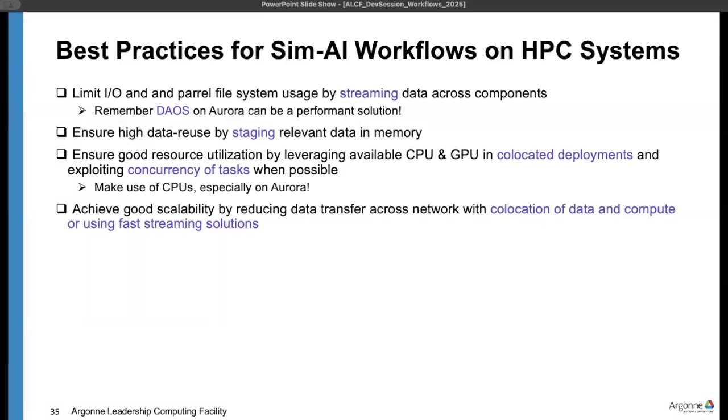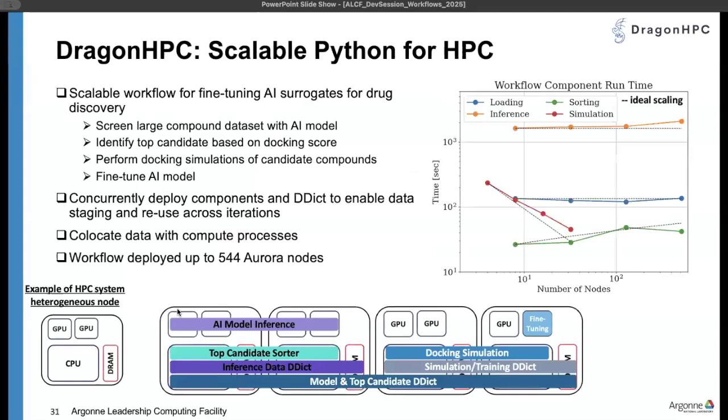The other one is to try to ensure high data reuse, and this is really obtained by staging the relevant data that you need in memory. Again, we talked about solutions for that. Finally, really try to ensure good resource utilization by leveraging all the CPUs and GPUs. Here we get back to the idea of co-located deployment and really trying to exploit concurrency of tasks when possible. The fine-tuning workflow that I showed earlier is a good example of multiple data staging solutions and multiple compute components working together to optimize this co-location of data and compute.